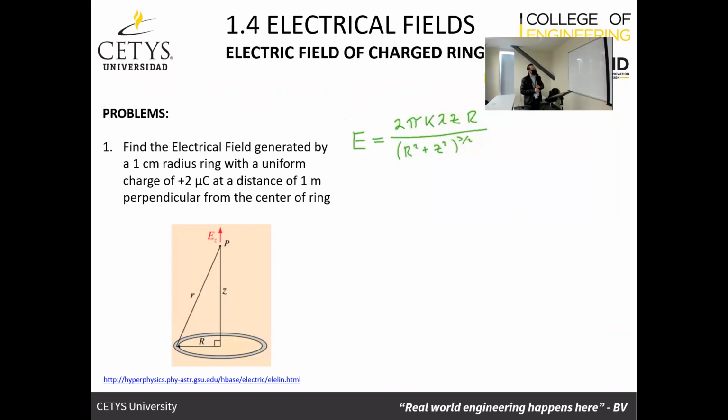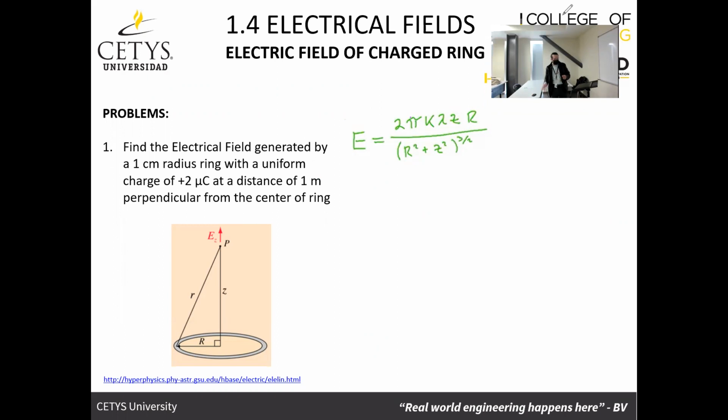This is the situation. So we want to find the electrical field that's being generated by this ring at a certain distance. So the first thing we need to do is to identify certain things that we need for the expression. There's certain information that we need to be able to use the electrical field expression. Let's see if we can identify these things.